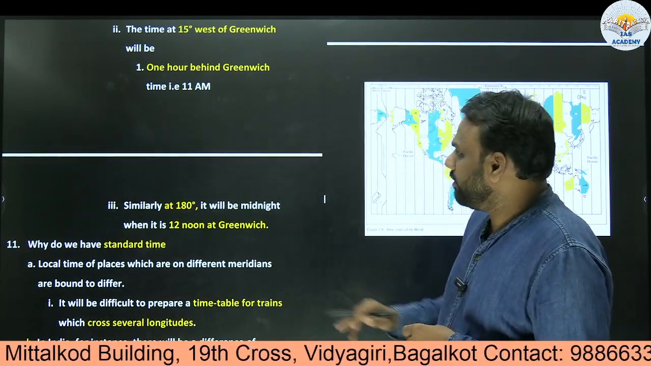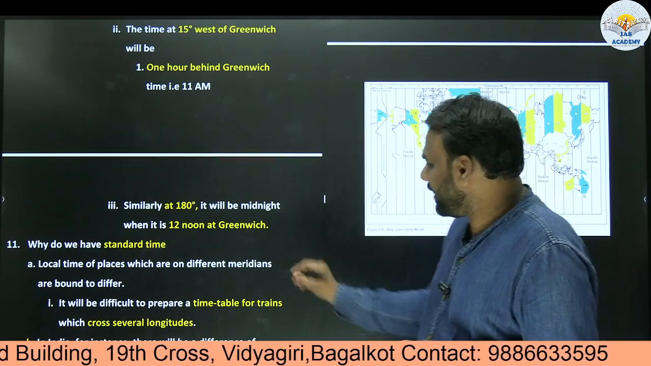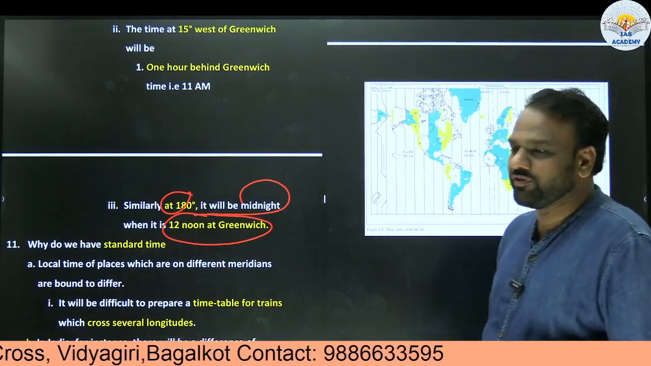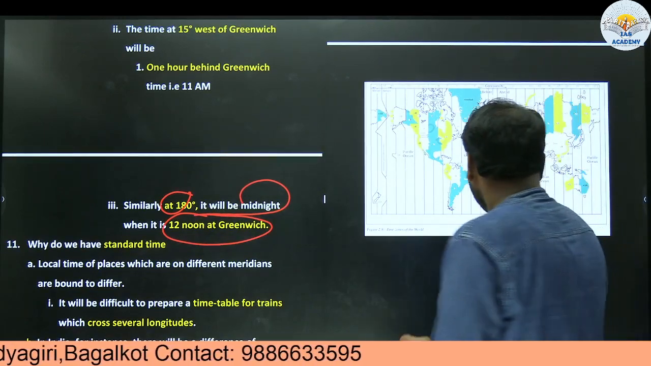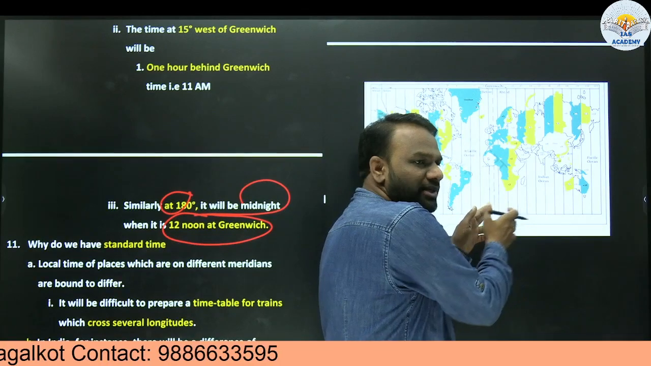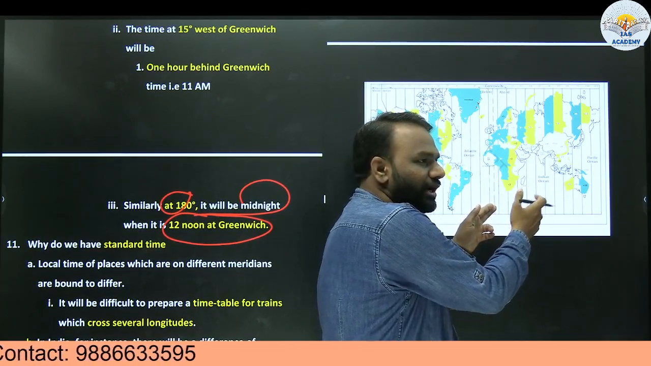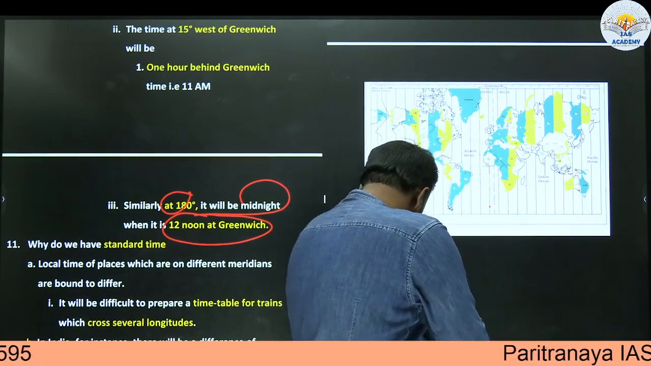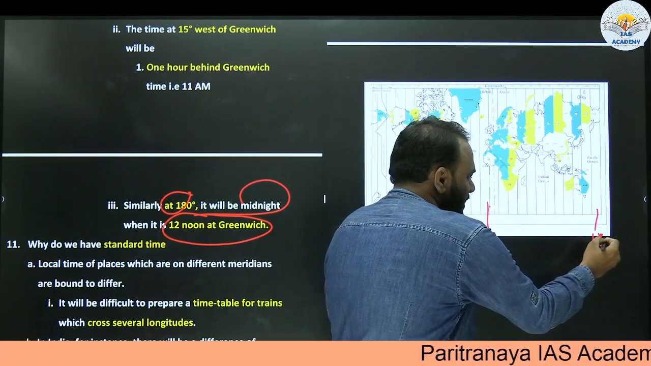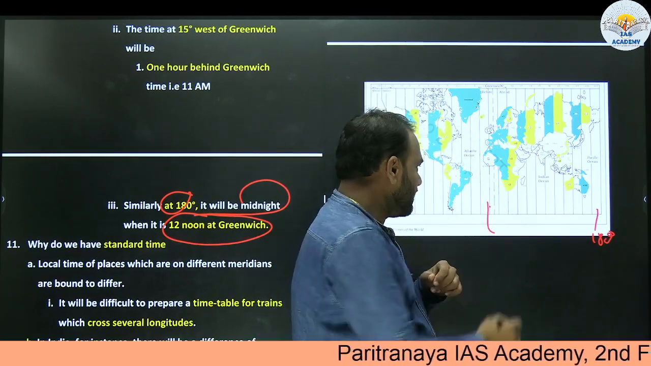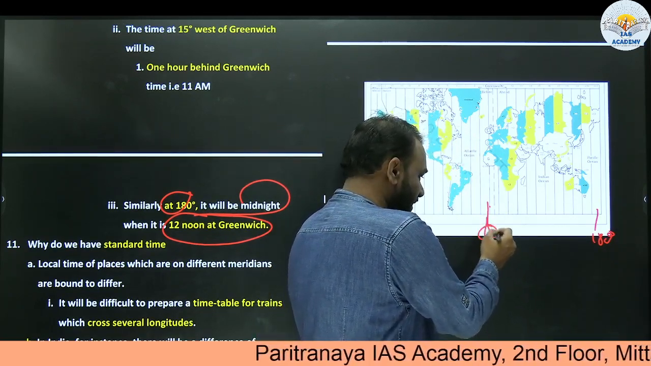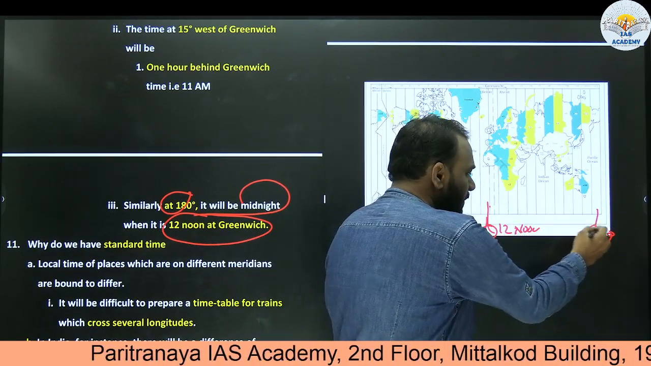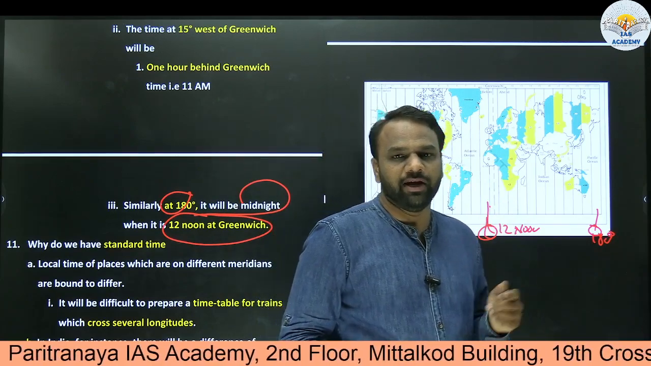Next, a very important point to note here. Similarly, at 180 degree, it will be midnight when it is 12 noon at Greenwich. From Greenwich, as we start moving eastwards, it will be ahead. Similarly, when we reach 180 degree towards east compared to Greenwich, if it is 12 noon in Greenwich, then here it will be midnight 12.